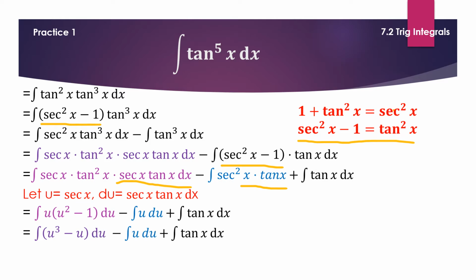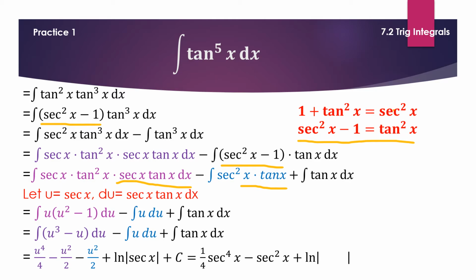Then we will have integral u to the third minus u du, minus integral u du, plus integral tangent x dx. Calculate the integrals. We'll have u to the 4 over 4 minus u to the 2 over 2 minus u squared over 2 plus natural log secant x plus c.